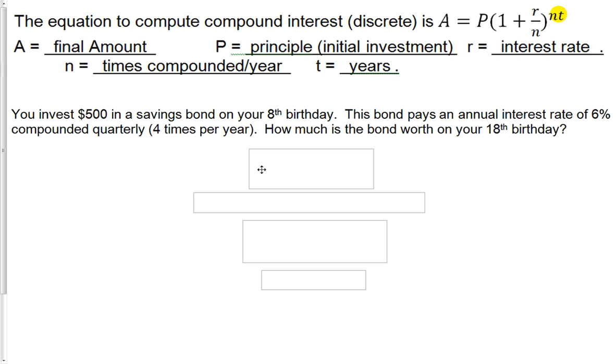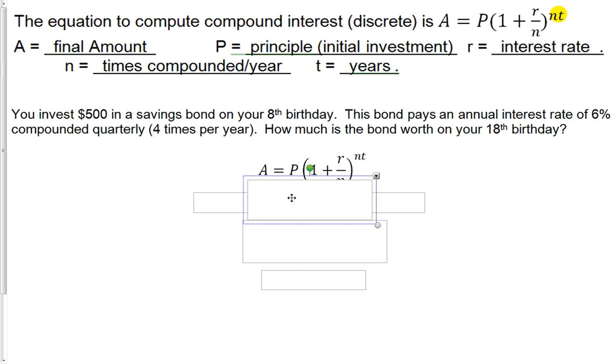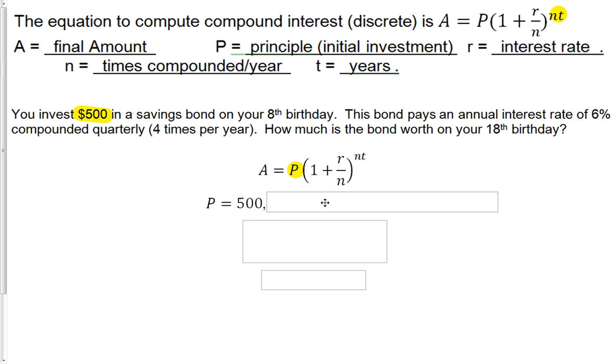First thing we need to do is figure out what our variables are, and we're going to start by looking at our equation. We need to figure out A, the final amount. Well, that's what we're trying to calculate. What is it worth when we're done? So we don't know A. P is how much we started with. P is going to be $500. So we can write that down here. P is $500.